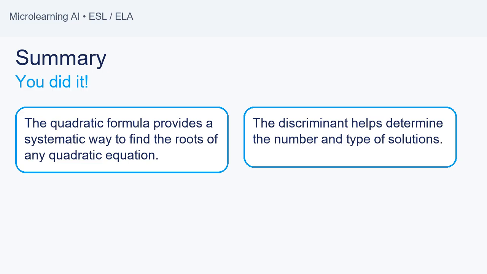Summary. The quadratic formula provides a systematic way to find the roots of any quadratic equation. The discriminant helps determine the number and type of solutions.